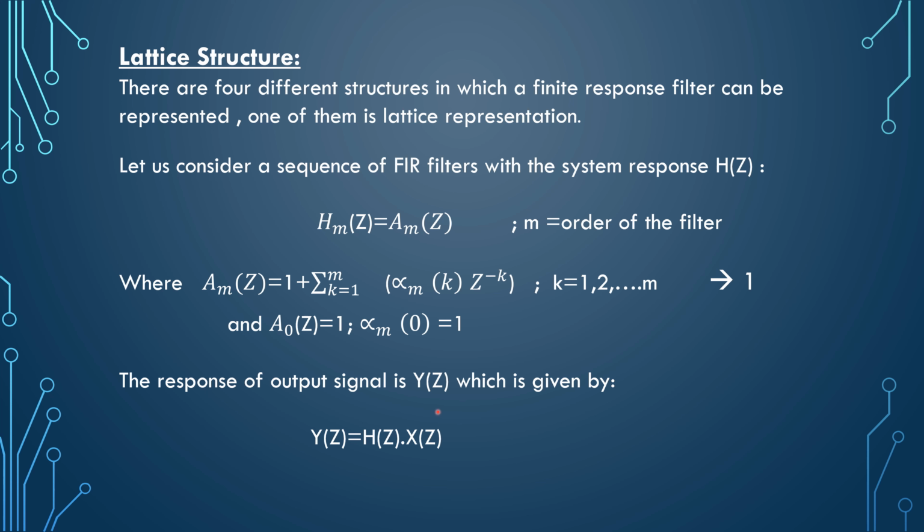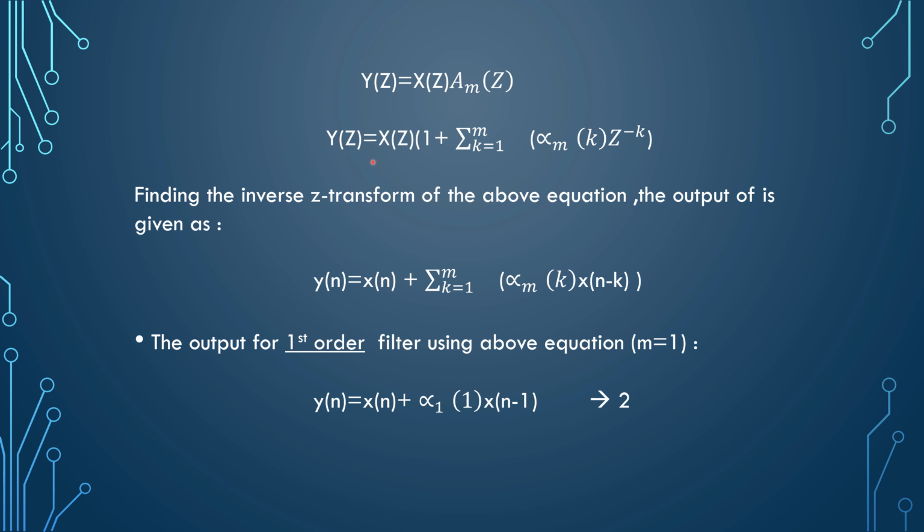And y of z is the response of the output signal, which is given by the response of the system into the response of the input signal. By substituting the sequence of system functions in the above equation, we can get y of z as x of z into 1 plus sigma k equal to 1 to m alpha m of k into z power minus k. By applying inverse Z transform to the equation, we can get y of n as x of n plus sigma k equal to 1 to m alpha m of k into x of n minus k.